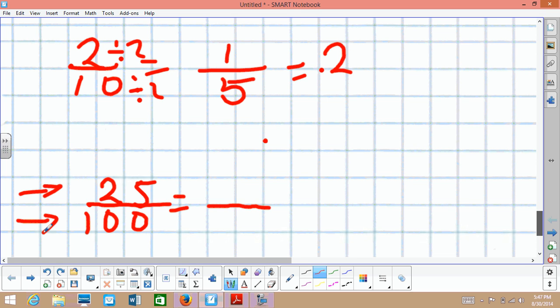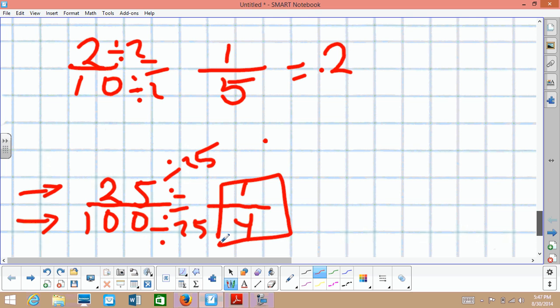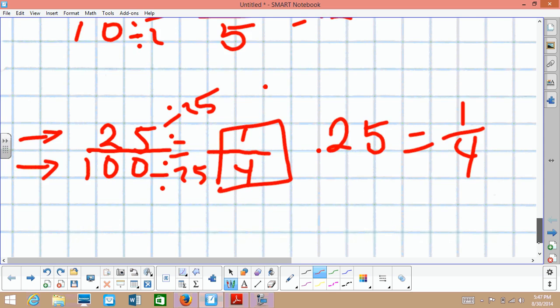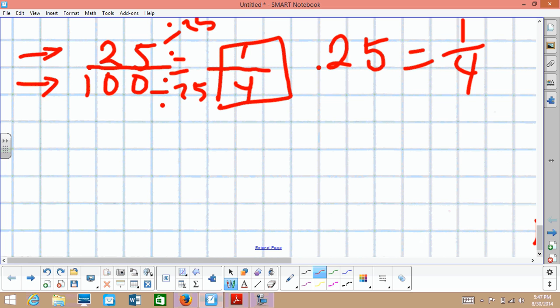I can actually divide 100 by 25. That gives me 4. When you divide 25 by 25, that gives me 1. So the fraction version of 0.25 is 1/4. I don't like this pen. It's not very good. There we go. That equals 1/4. So basically, again, let me give you one more example, and then I'll give you an assignment so you can bring to class on Monday, Tuesday.